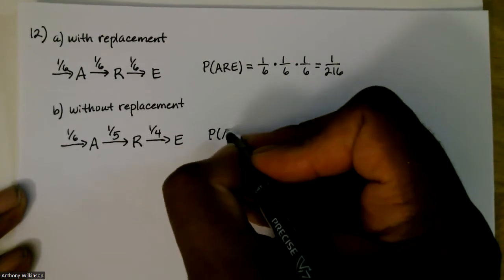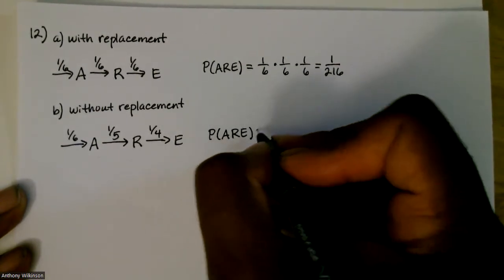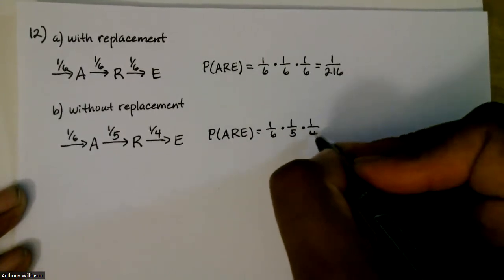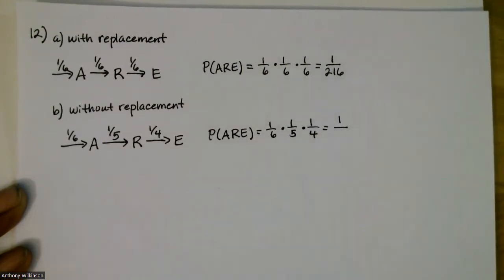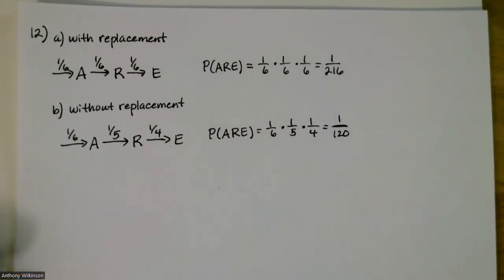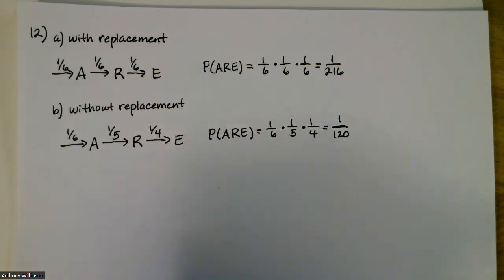So now the probability of selecting ARE in that order would be 1/6 times 1/5 times 1/4. 1 times 1 times 1 is 1. And then 6 times 5 is 30. 30 times 4 is 120. So the probability of selecting A, R, E in that order, if those three letters were drawn without replacement, would be 1 over 120. So that's problem number 12.